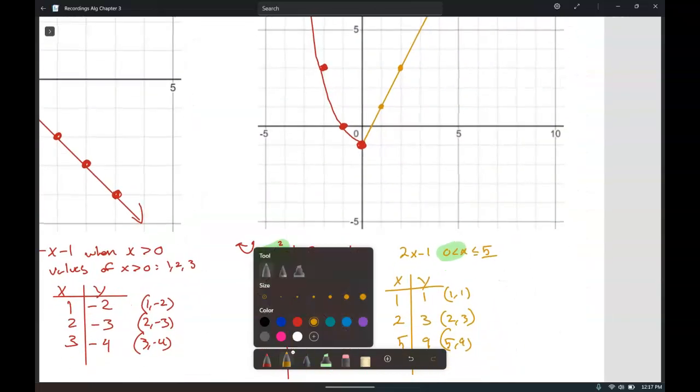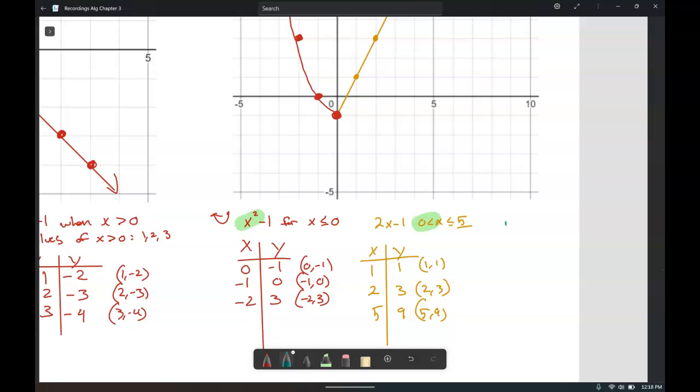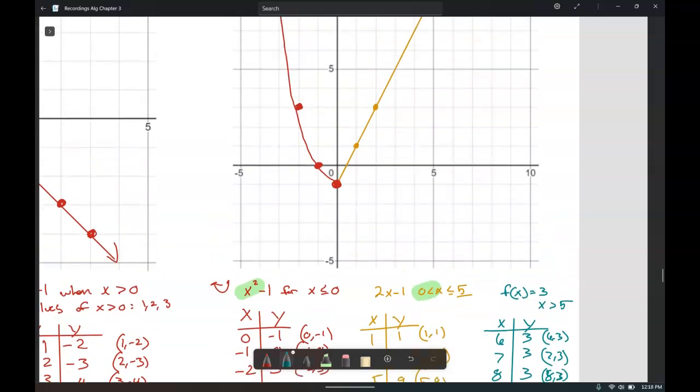Now let's look at our last section. The last section was that f of x equals 3 for all values of x greater than 5. And so if we look at an xy chart, any value greater than 5, well, y has to be 3. And so we have our ordered pairs. And this is going to give us a horizontal line.